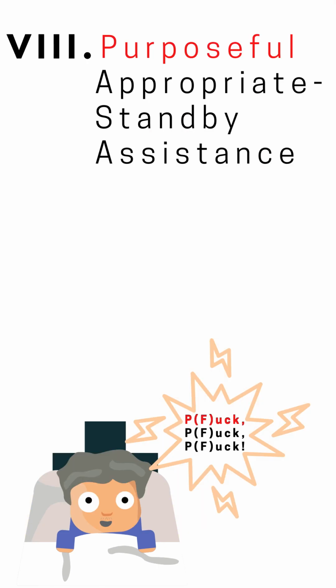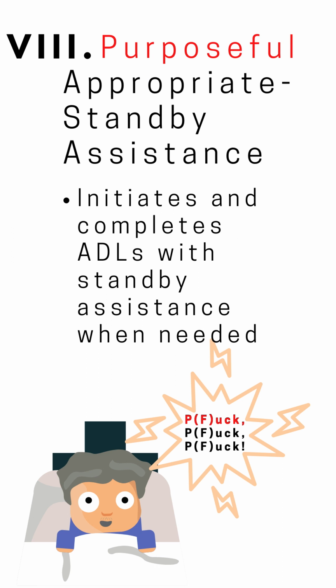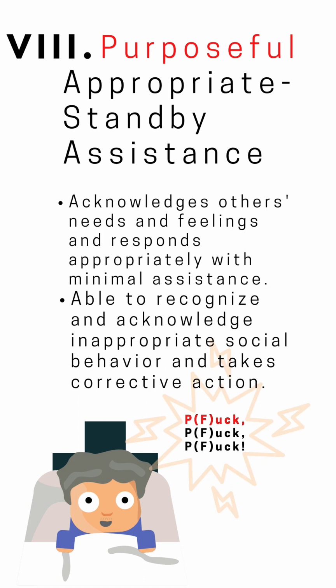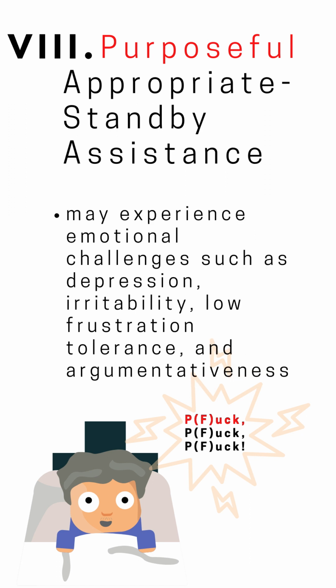The first one is purposeful, appropriate standby assistance. If in Level 7, our patient was robot-like, now they can initiate and modify their tasks on their own with assistance on standby. They may also use memory-assistive devices to support ADLs. They also display awareness of other people's emotions and appropriate social behavior. However, the patients themselves may experience emotional challenges such as depression, irritability, low frustration tolerance, and argumentativeness.